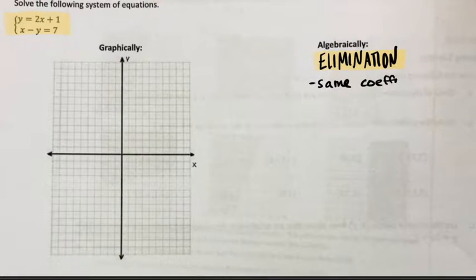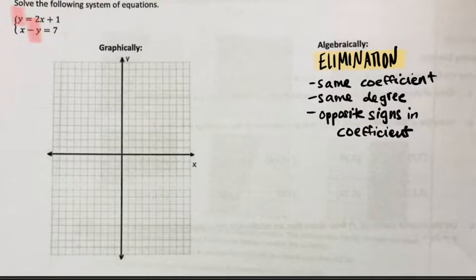We have the system right here, and what I'm looking for when I'm doing the elimination method is a variable that has the same degree, but also has the same coefficient. In this case, I notice that my y's have the same degree and the same coefficient. What I also notice is that one has a positive and one has a negative coefficient, and that is the third thing you are looking for for the elimination method to be effective. For this particular example, I have a negative 1y and a positive 1y here, so this would be a great candidate for elimination.